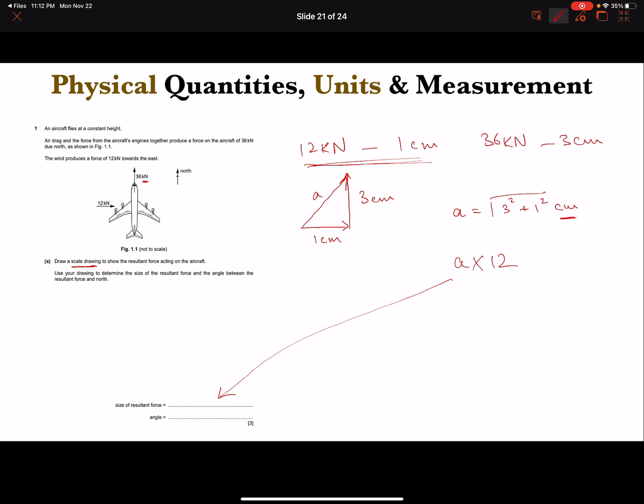And how do you calculate the angle? It says you want to calculate the angle between the resultant force and the north. So the angle between the resultant force and the north, what is that? It's this angle that it makes, right? And so if you want to calculate this angle, you have all the different lengths. You have this, and you also have A. So you can use any formula, tan theta, sine theta, cosine theta. Let's say in this example, I use tan theta. So tan theta is going to be opposite over adjacent, and you'd say theta equals tan inverse of 1 divided by 3. So that gives you the answer.